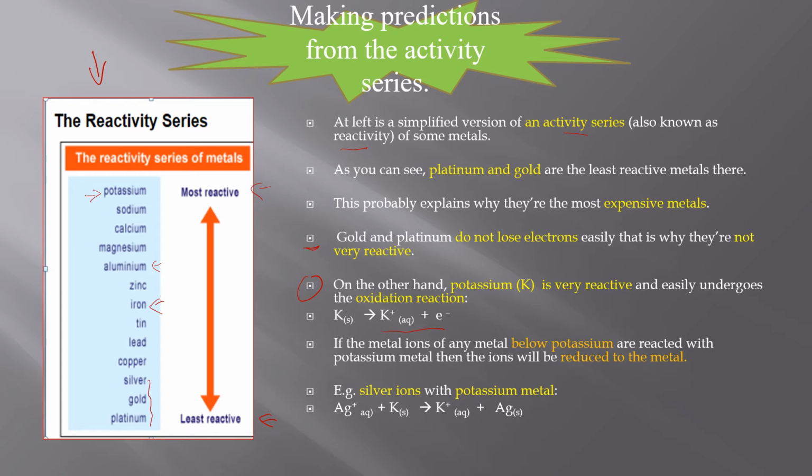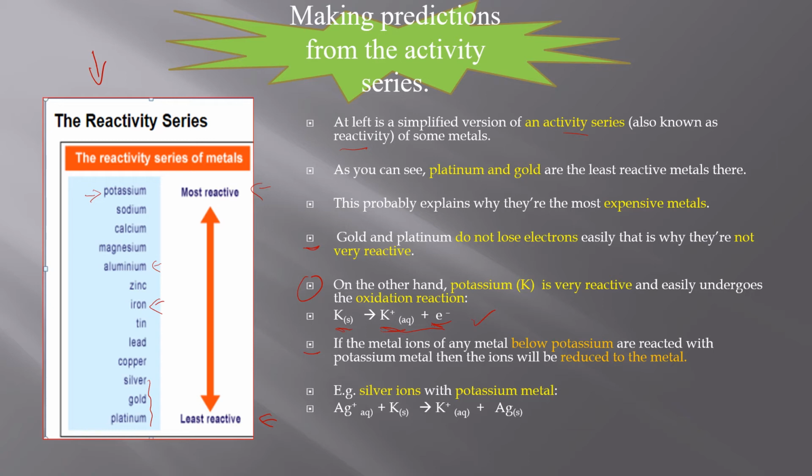So potassium is the K. It starts as solid potassium metal. It will lose an electron and become an aqueous ion, as in the potassium dissolves in the solution around it, because usually these oxidation reactions happen in water. Think about iron. Where does it rust easily? In water. So if any of the metal ions of a metal below potassium are reacted with potassium, then the ions will be reduced. So what that means is we have the redox reaction.